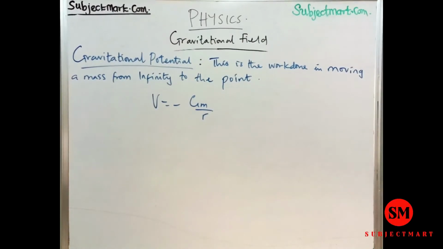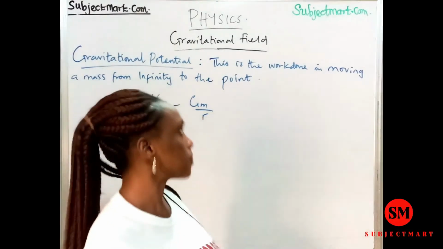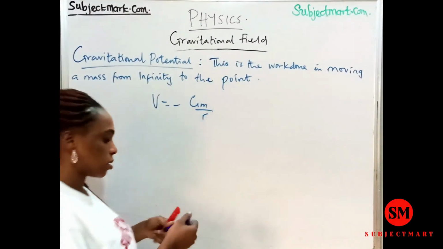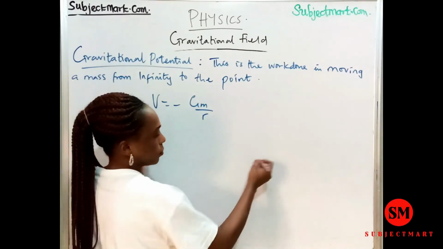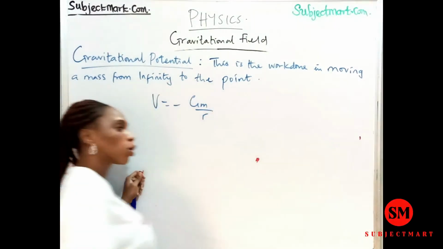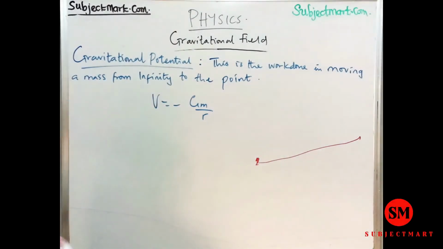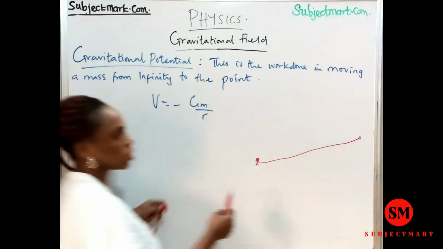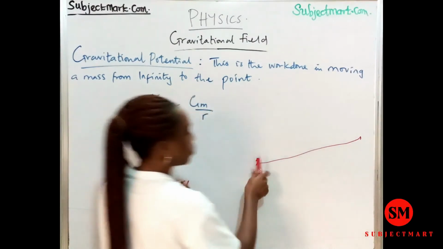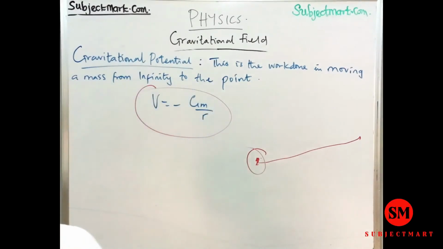Gravitational potential: this is the work done in moving a mass from infinity to the point. What that means is that, let's say this is the center of the Earth, and I have a mass somewhere here. The work done in moving this particular mass to this point is called the gravitational potential. The gravitational potential is the work done moving a unit mass from infinity, could be anywhere, to this particular point, and it's given as V is equal to minus GM over R.